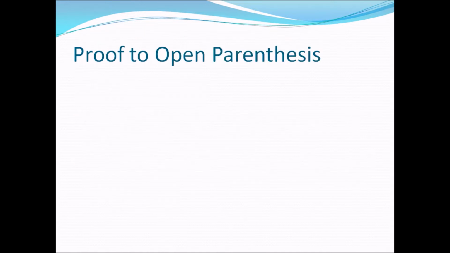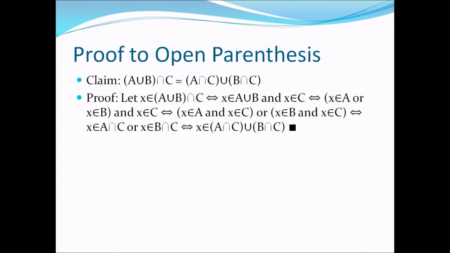Alright, so now I'm going to do a proof to open parentheses. So our claim is that A union B intersect C is equal to A intersect C union B intersect C. So our proof is let X be in A union B intersect C. It follows X is in A union B and X is in C. So X is in A or B and X is in C.